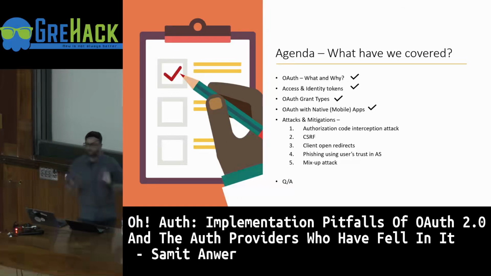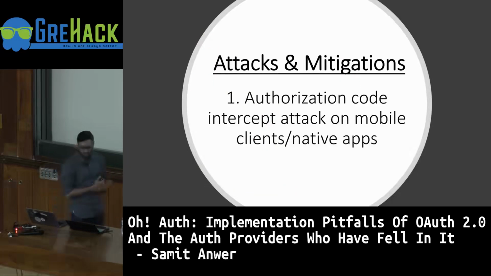So we've talked a lot of theoretical stuff already, and it's time for some action. So we'll talk about some attacks and how they can be mitigated. We'll start with the authorization code intercept attack. And this specific attack is on mobile applications.